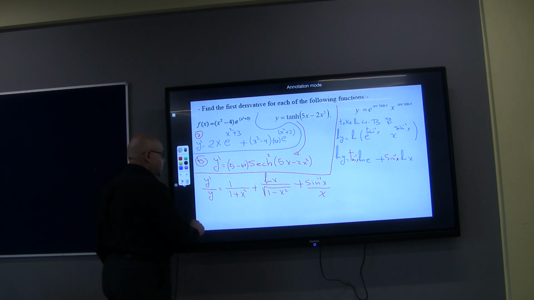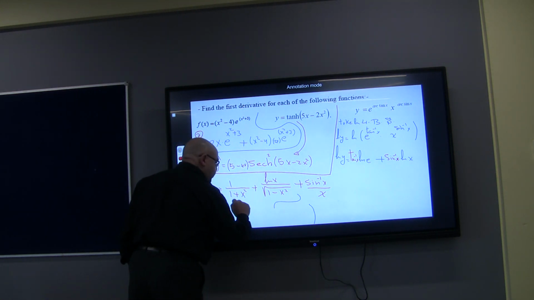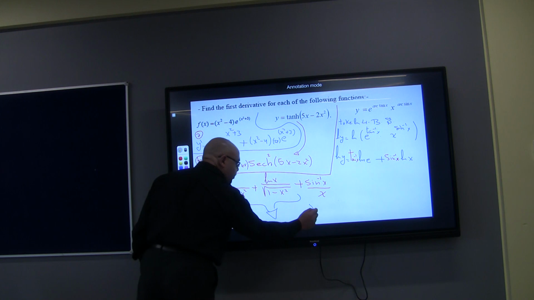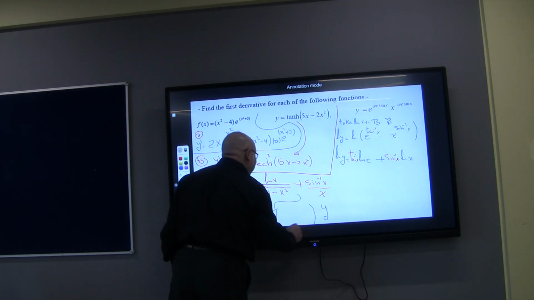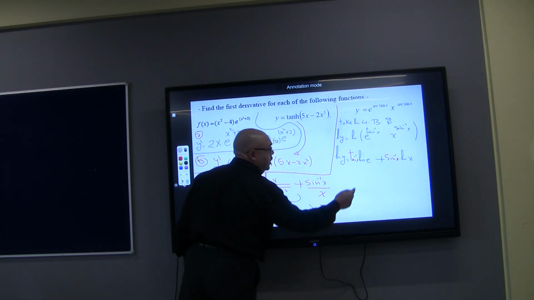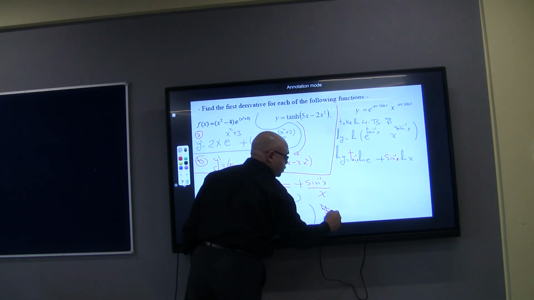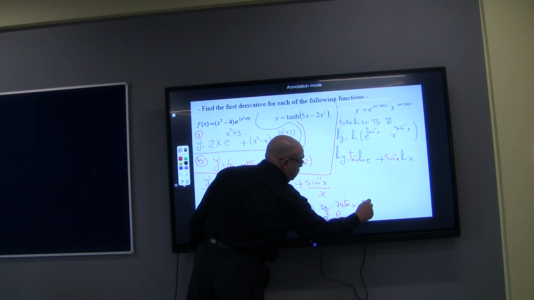Last step. y dash is going to equal, take a bracket, put all of this in this bracket times y, and then replace y by the main function, which is going to be e to the power of arctan x times x to the power of arcsin x.